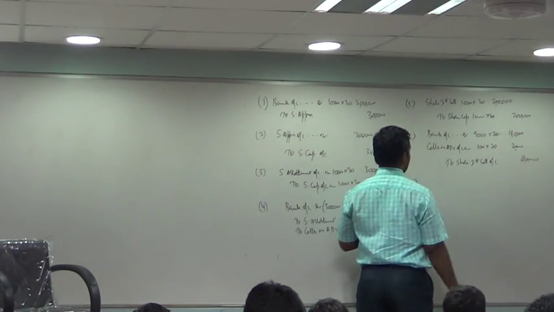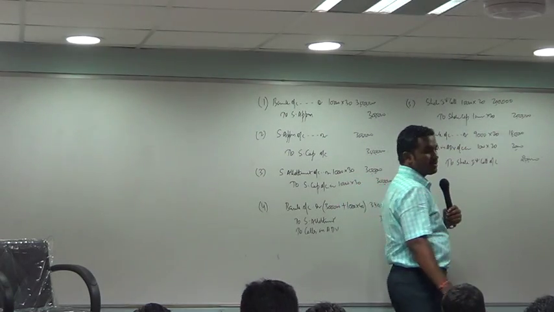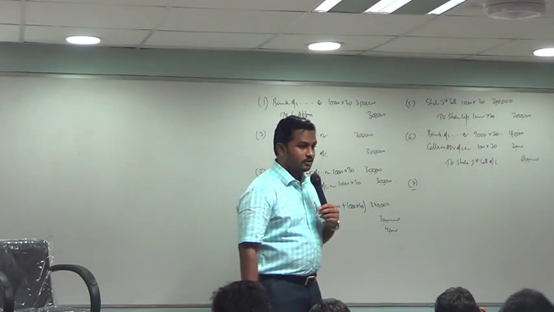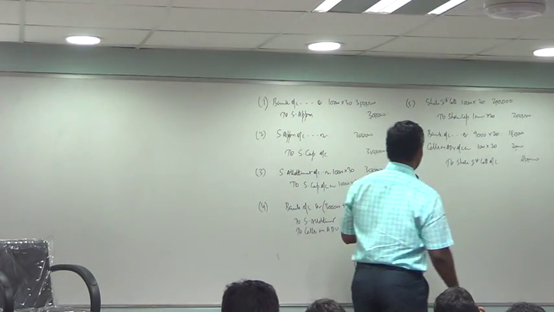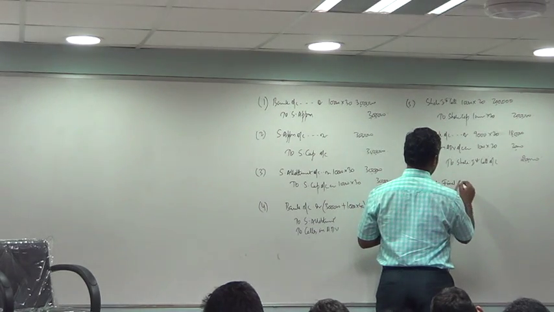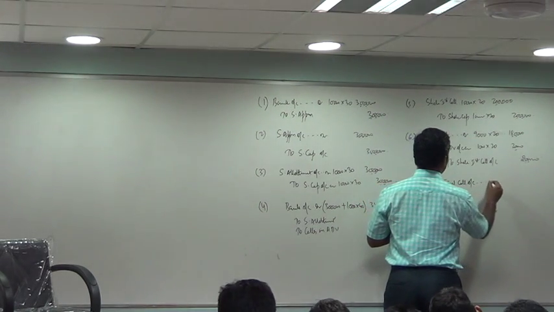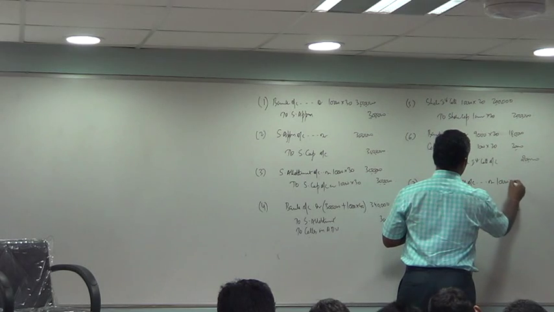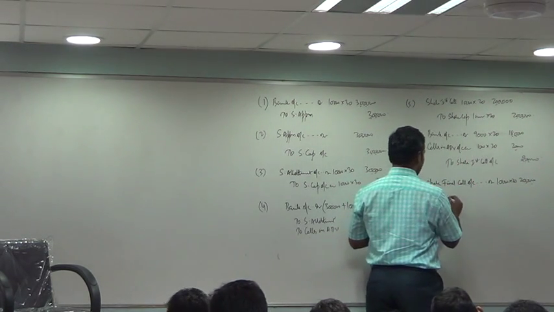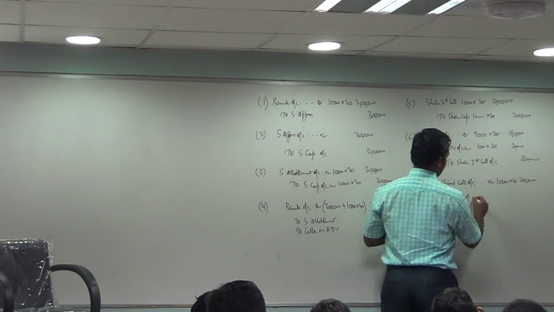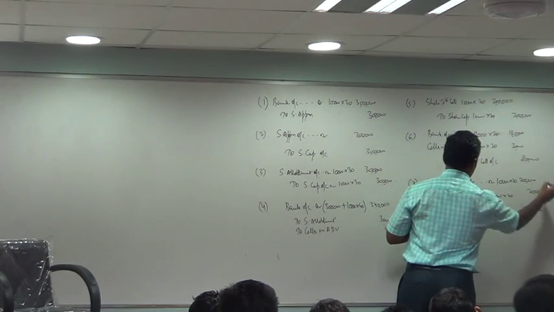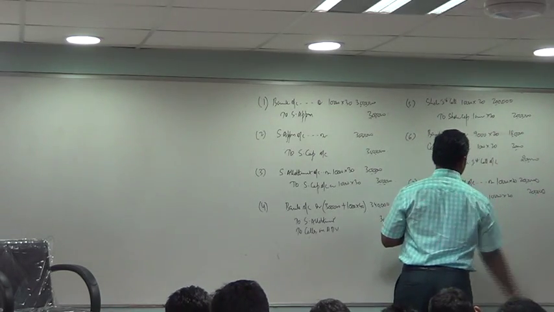Next. When final call is made due, what is the entry we write? Share final call account debtor, how much? 10,000 into 20, 20,000, 2 lakh, to share capital 2 lakh.